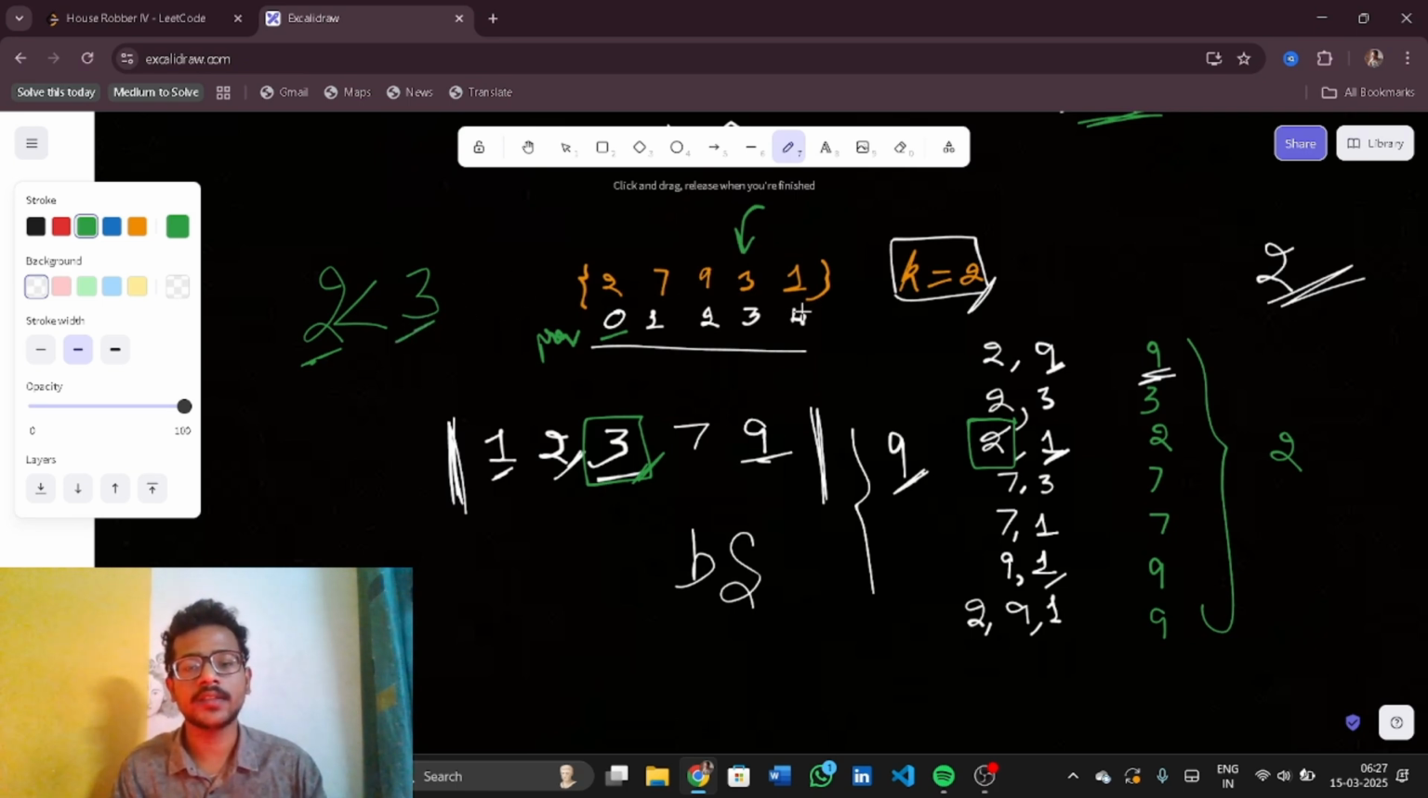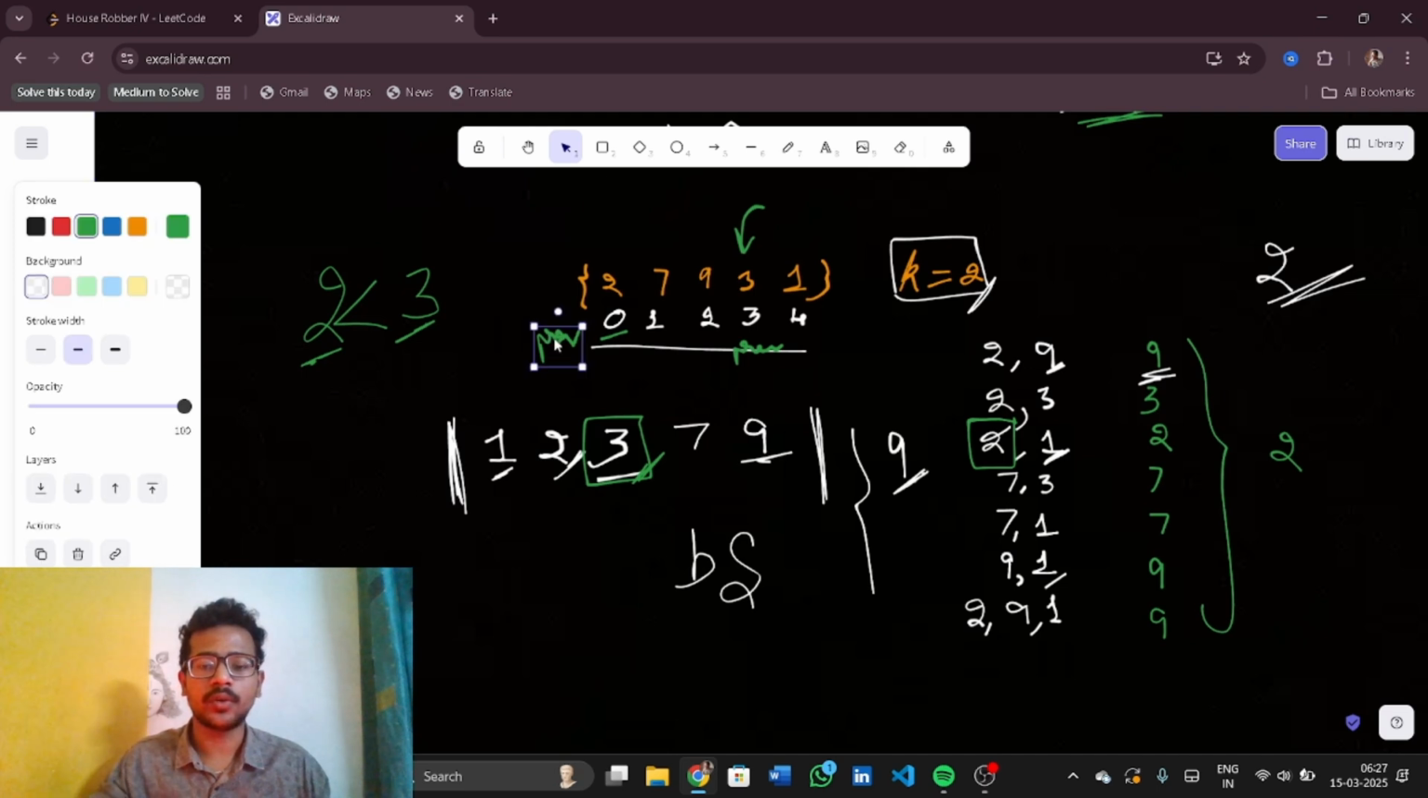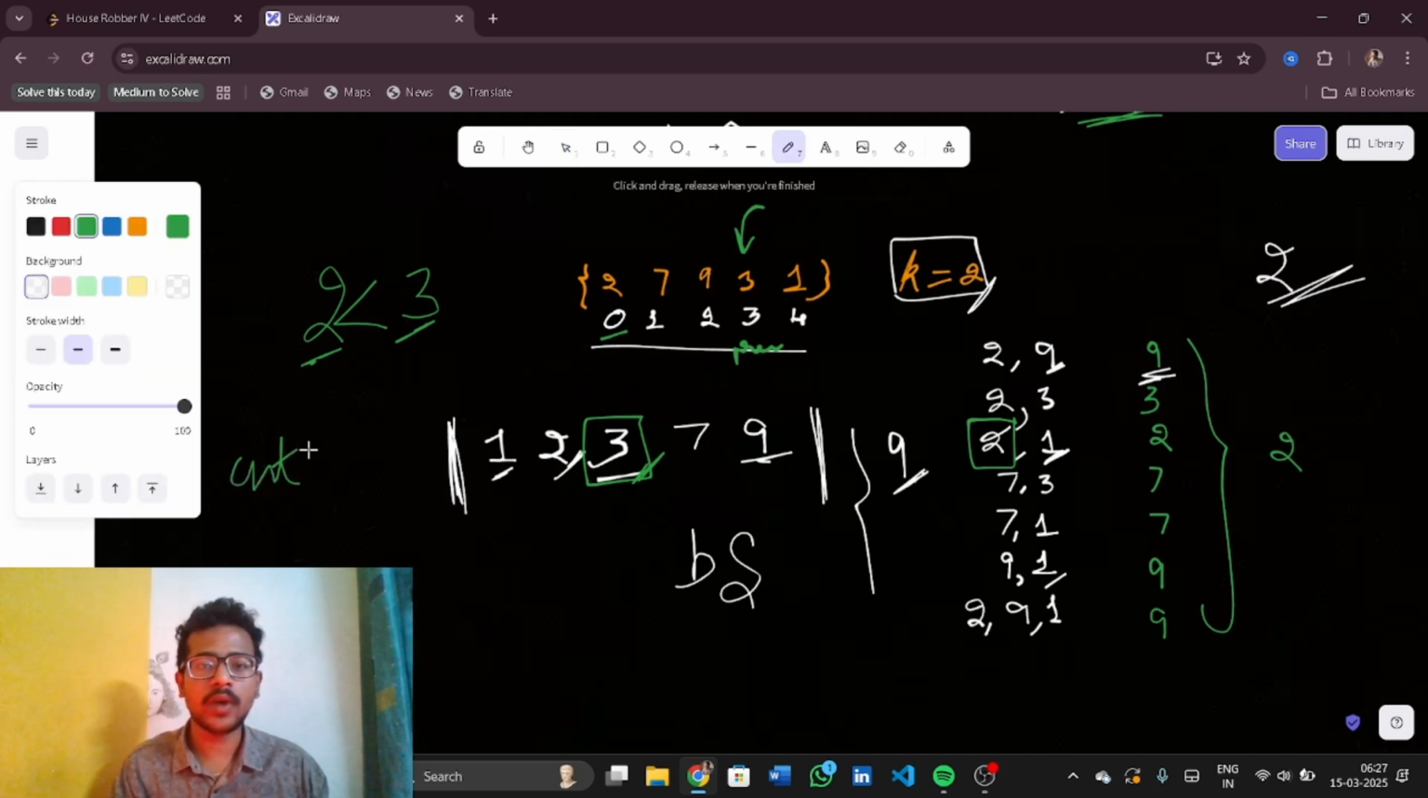So I can take this 3, and my previous index will change to here. And my count: initially I took 2 as my house, so index 0, 2 is the amount of money.